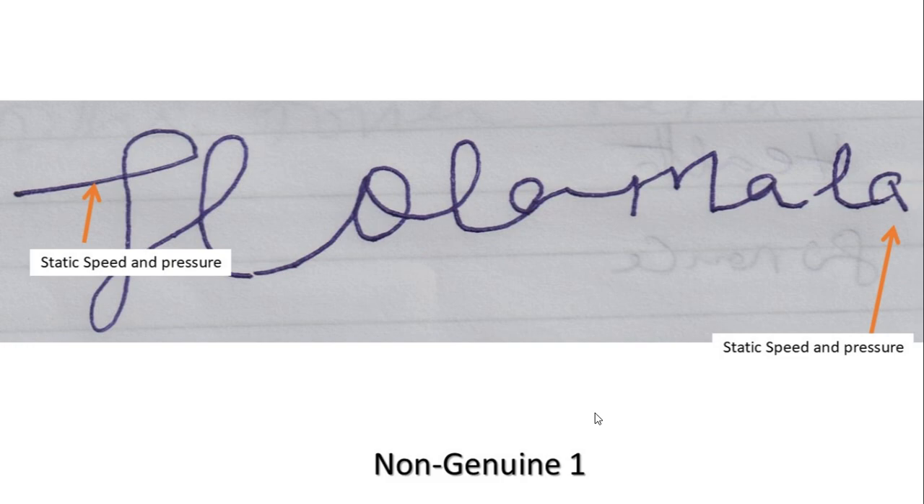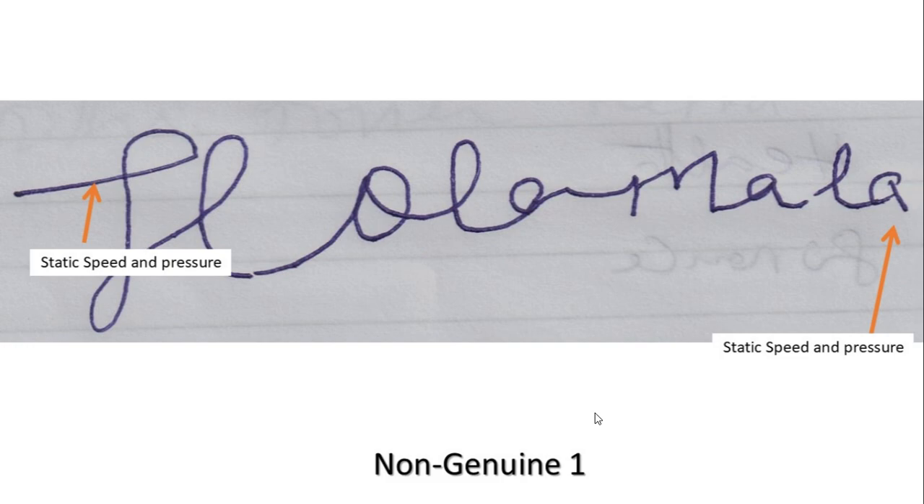Therefore, he will have the same speed, and the same speed will make it have the same pressure, and that same pressure will make it have almost the same thickness, this thickness all through. So then this will be very visible when you enlarge it under the microscope, or when you use some other means to magnify it.